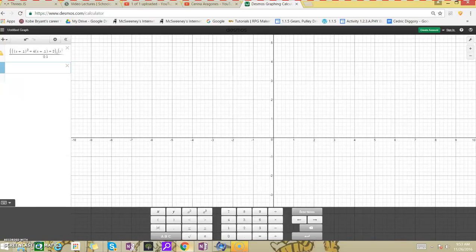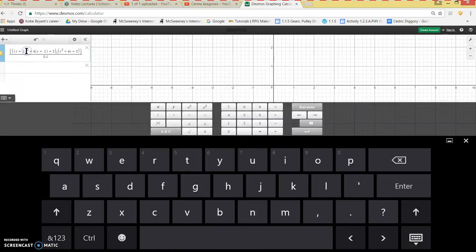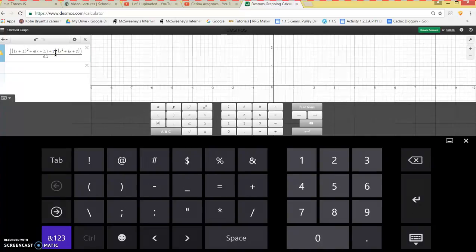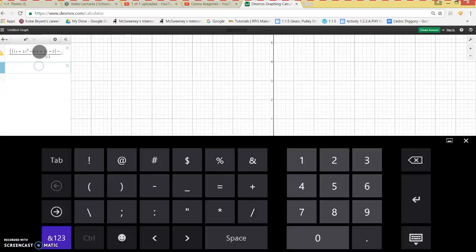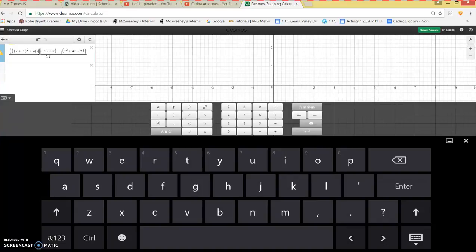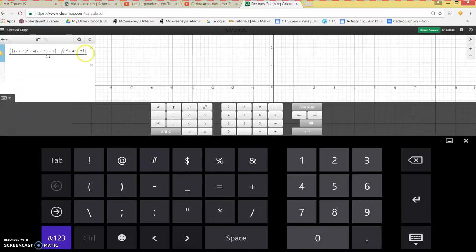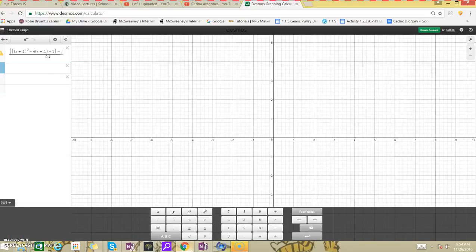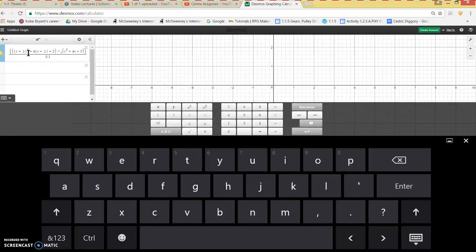Let's graph it. I messed up somewhere here. Oh, sorry, I forgot a minus right here. Minus. I don't know why it's not showing a subtract. There we go. Oh, whoops. Minus. There we go. And then that whole thing. Oh, there we go. I'm still missing something. I'm not sure what.